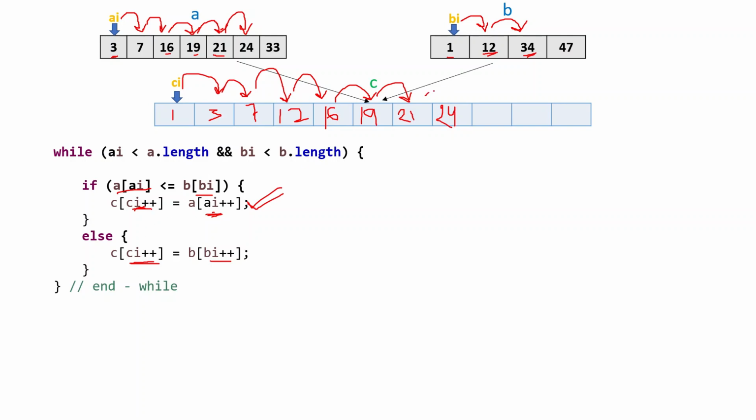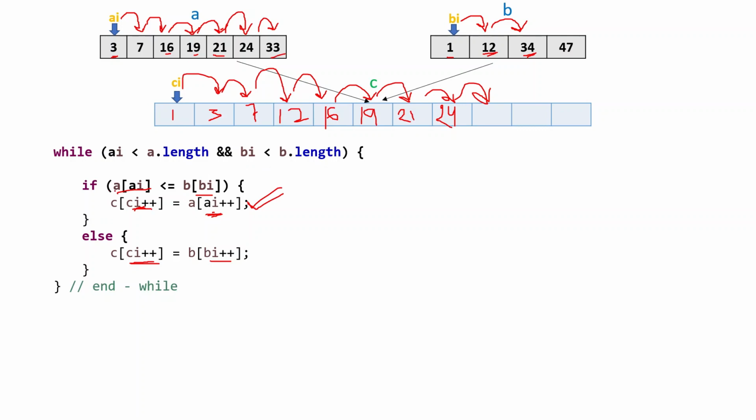Okay, sorry, CI is already here. So CI plus plus, AI plus plus. CI is pointing to here, AI is pointing to 33. Now again in the next iteration, AI is still less than A dot length, BI is still less than B dot length. So 33 is going to compare with 34.